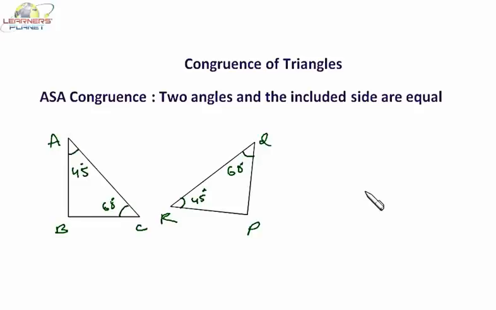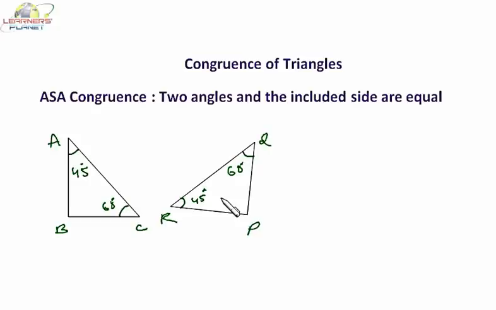Now let's discuss ASA congruence. That means two angles and the included side are equal. As per the ASA condition, two triangles are congruent if two angles and the included side of one triangle are respectively equal to the two angles and the included side of the other triangle.